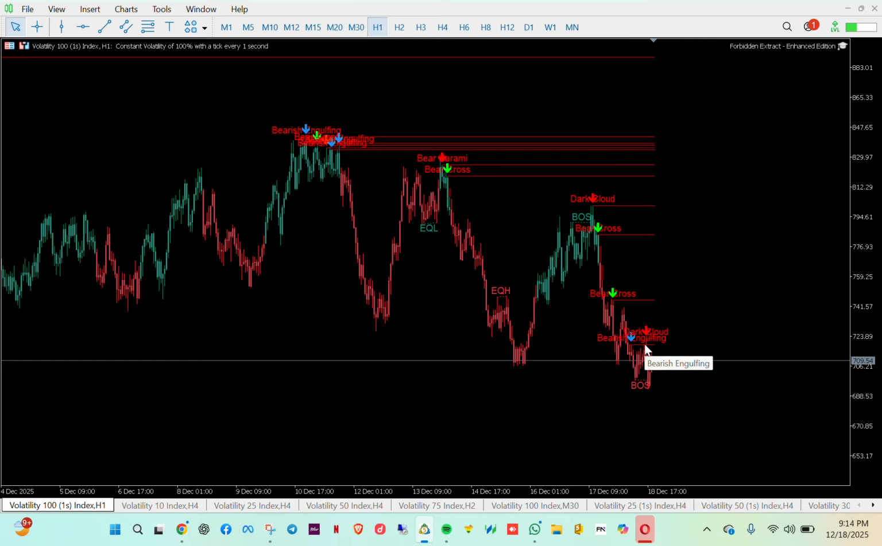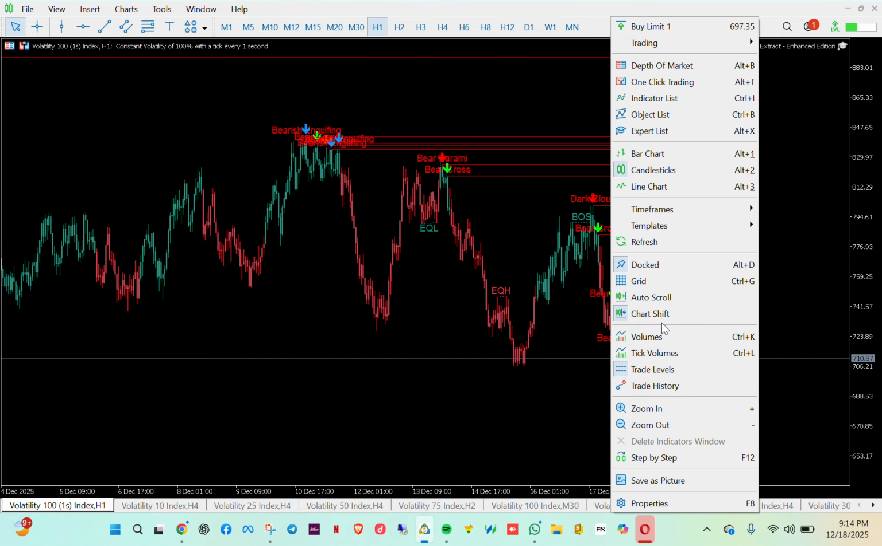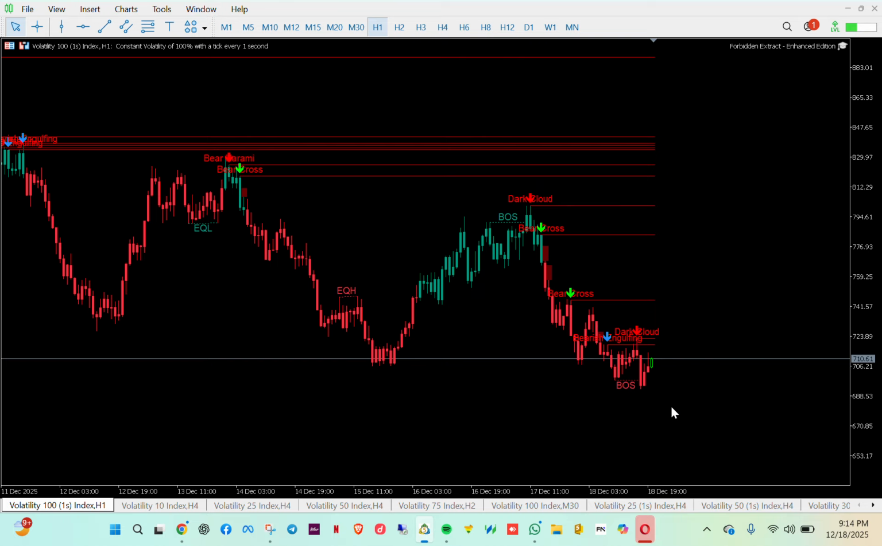Now the reason why it is very, very important is because this has given us a clear picture of what is going to be happening, which is a downtrend. And if you check here, you will see break of structure. BOS simply means break of structure. Let me zoom out so that you will see.